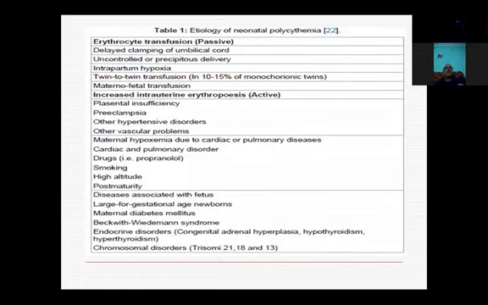So what are the causes? Erythrocyte transfusion can be because of delayed clamping of the umbilical cord, uncontrolled or precipitous delivery, intrapartum hypoxia, twin-to-twin transfusion, maternal-fetal transfusion. Then active causes: placental insufficiency, preeclampsia, hypertensive disorders, other vascular problems, maternal hypoxemia due to cardiac or pulmonary disease, drugs, smoking, high altitude, post-maturity. And then diseases associated with the fetus: LGA babies, maternal diabetes, Beckwith-Wiedemann syndrome, endocrine disorders like CAH, hypothyroidism, hyperthyroidism, and chromosomal anomalies like trisomy 21, 18, and 13.